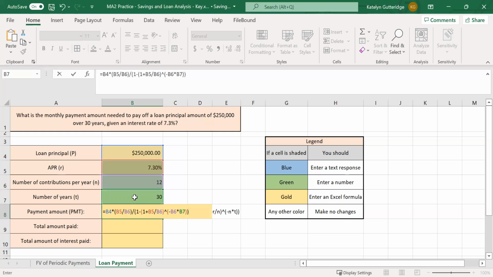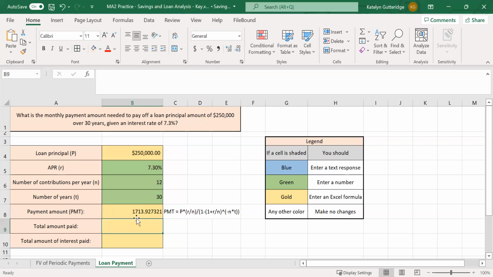Before you hit enter, I always like to do a quick double check. Make sure your parentheses look good. Are the parentheses on the end the same number as in the formula? And then double check your cell references. You don't want to be referencing any of the words in column A. If any of the words in column A are outlined, you want to make sure you switch that over to the appropriate column B cell. Once you think you've got it right, hit enter. This will give you the monthly payment amount you need to pay off your loan.